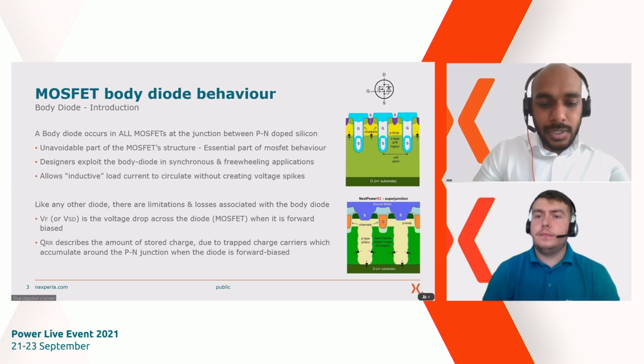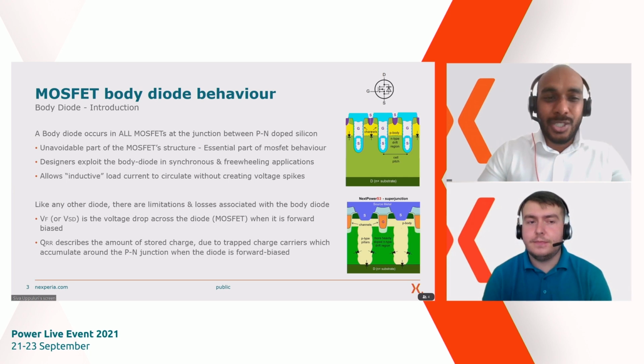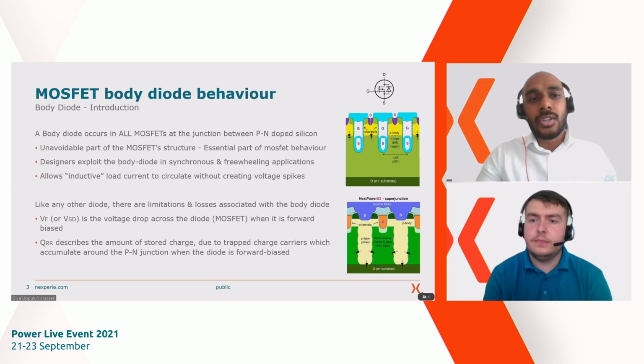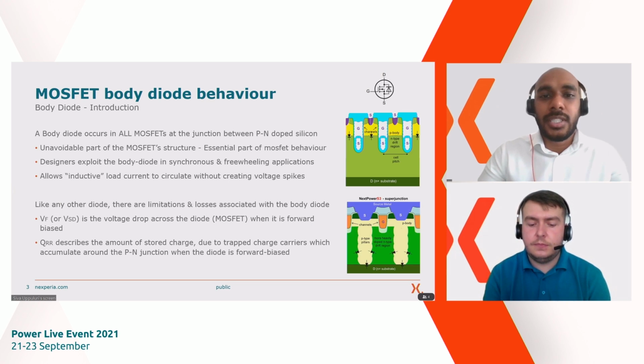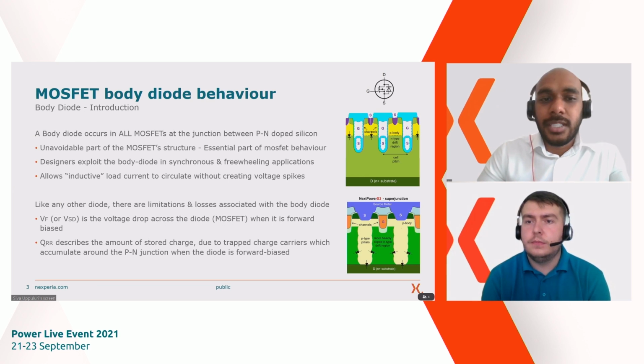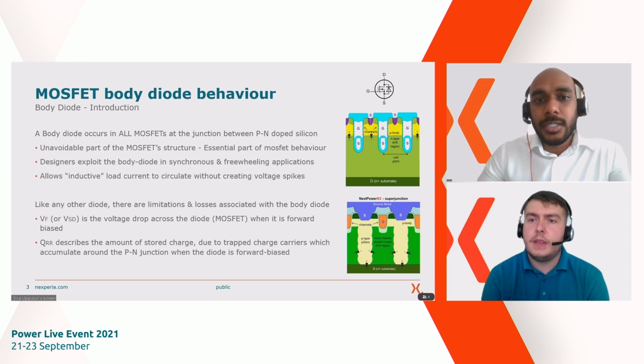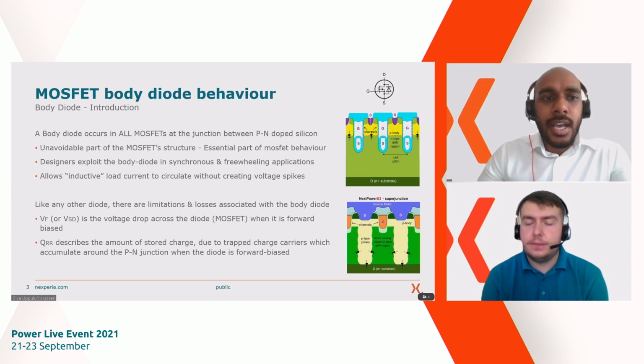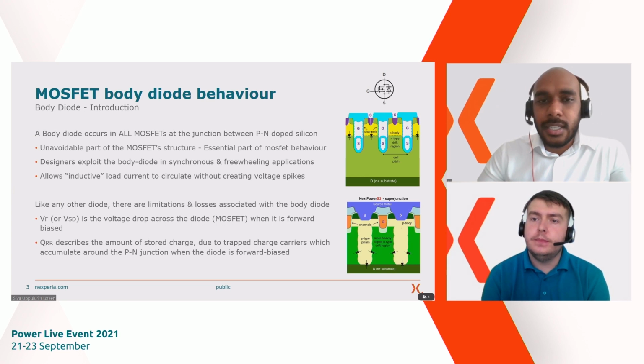So great stuff. It will help the designers in every possible way, but there is no such thing as a free lunch. Like any other diode, there are limitations and losses associated with the body diode. The most commonly understood loss is the conduction loss, which is caused by the forward voltage drop of the body diode when current flows through it. The switching side of things is caused by a parameter called reverse recovery charge. This is the charge that's trapped in the PN junction when the body diode conducts current through it. Let's go into the details of how these two parameters will impact certain applications.